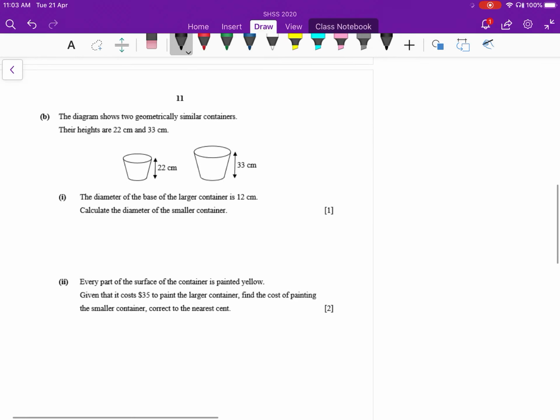Let's do part B. The diagram shows 2 similar containers. So these 2 containers are the same. Their heights are 22 and 33. They tell you that the diameter of the larger container is 12 cm. I want you to calculate the diameter of the smaller container.